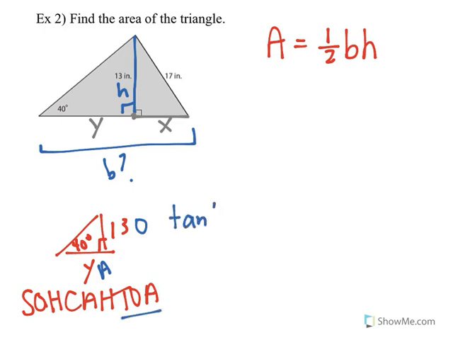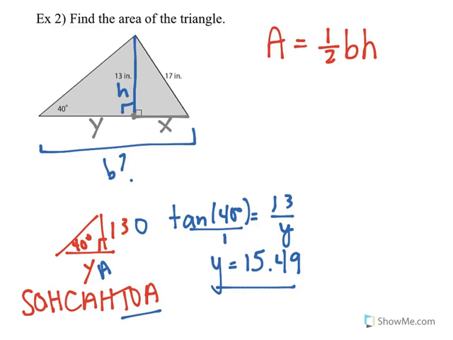So tangent of 40 degrees, remember you're going to use your tangent button, is equal to opposite over adjacent. And I'm going to cross multiply and solve. And I will get that y is equal to 15.49. Be careful when you cross multiply, put that tangent of 40 over 1, cross multiply, divide, and solve. I will get y is 15.49. Okay? What's nice is, to find the bottom, this piece is 15.49.